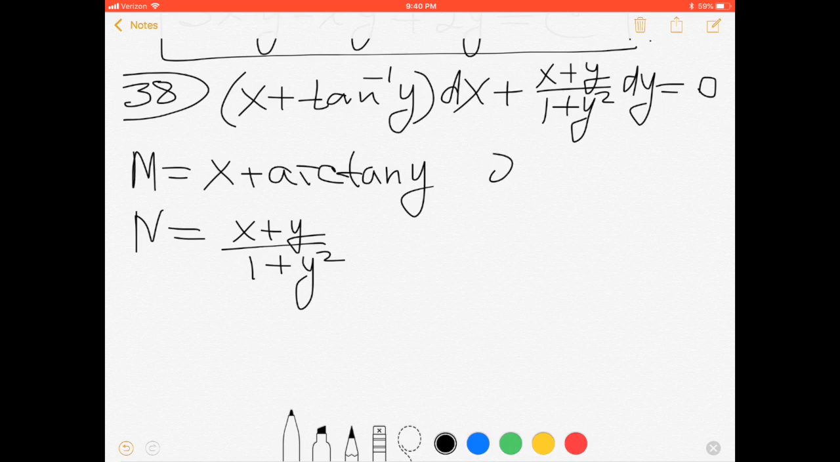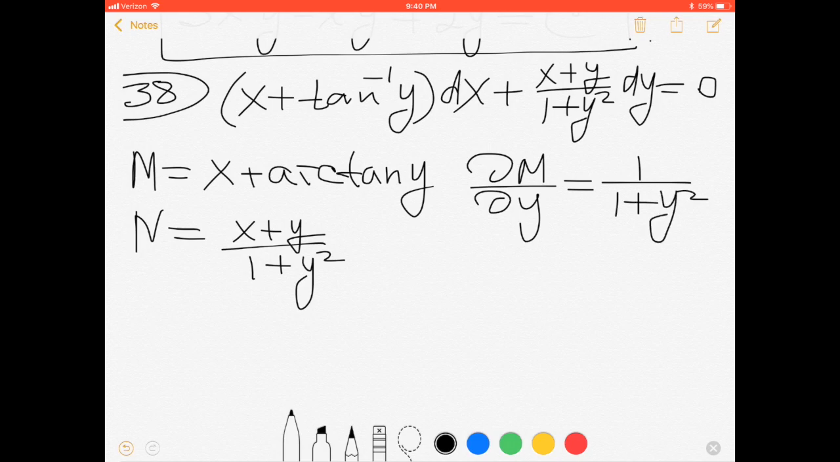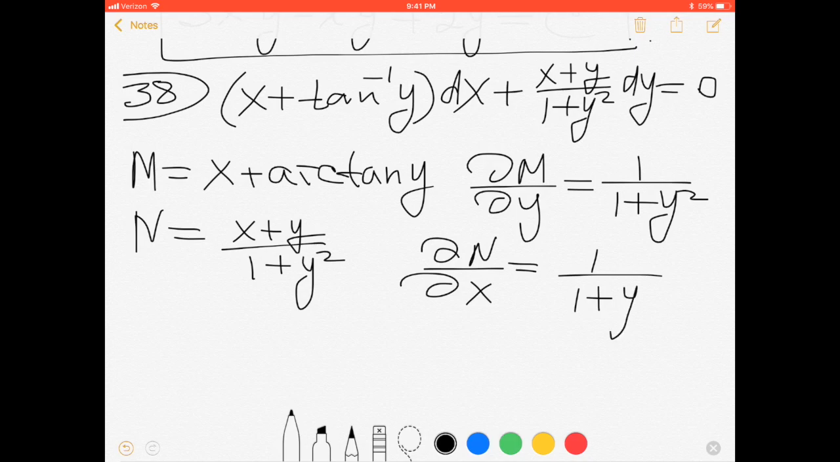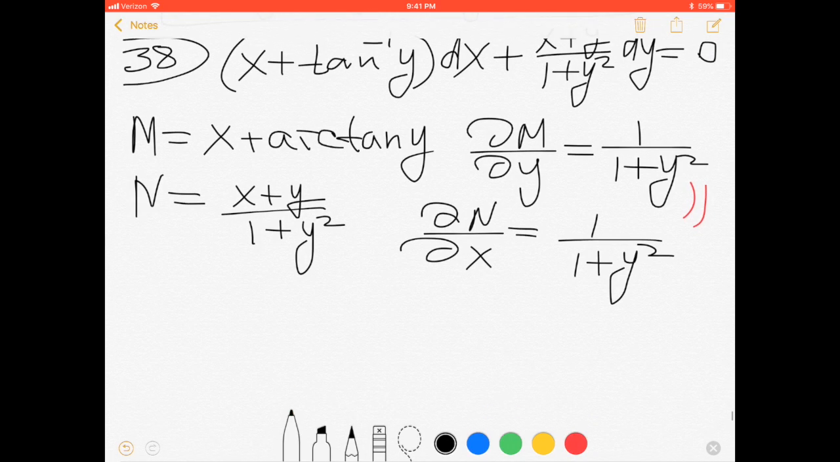Okay, dM/dy. You see I say dy and write dy, we call it only the derivative of arctangent. This will be 1 over 1 plus y squared, and dN/dx will be 1 over 1 plus y squared. They are equal. This means we have an exact equation and we can solve it.